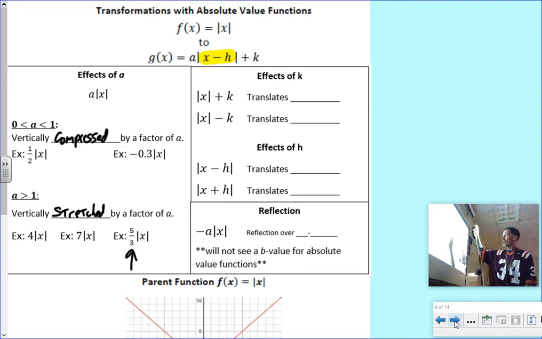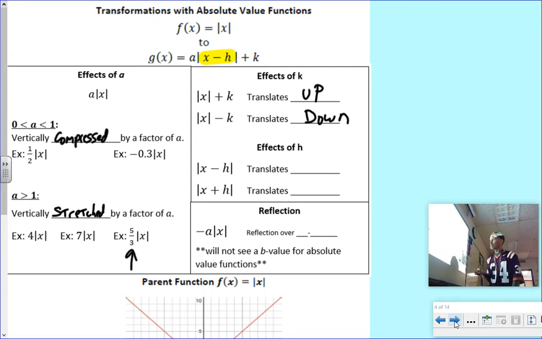And then we have the K and the H. The K, remember, is adding or subtracting outside of the function, and that just does what it looks like it does. A positive K outside is going to translate that many units up. If it's a negative K on the outside, it will translate that many units down.